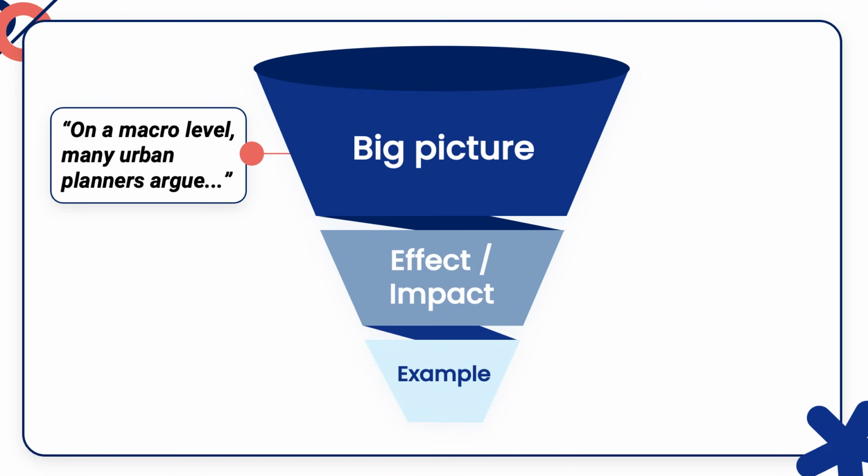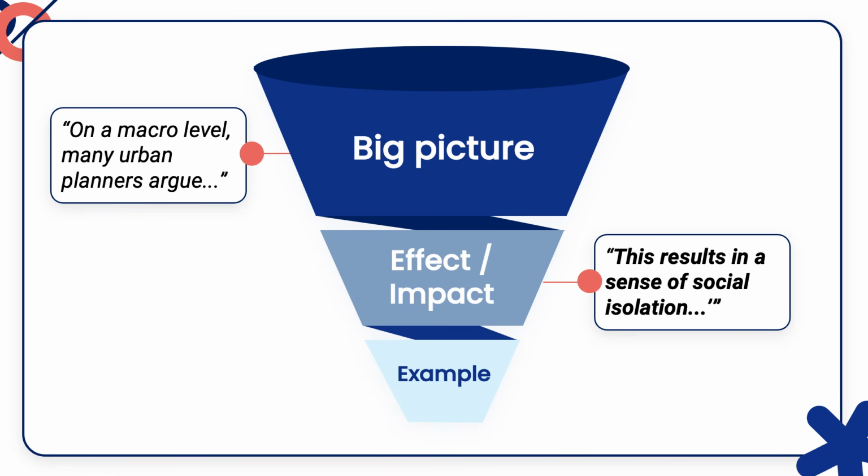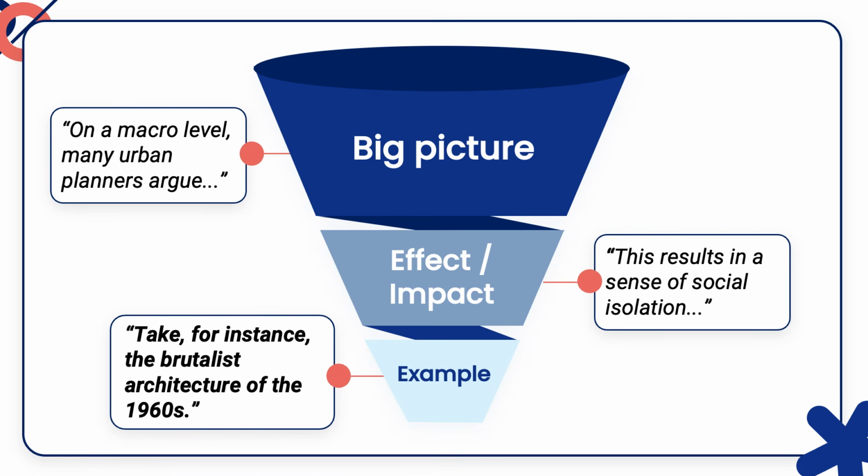Start big. On a macro level, many urban planners argue, then move to the effect. This results in a sense of social isolation. Finally, use a general example. Take, for instance, the brutalist architecture of the 1960s. This shows the examiner that you can handle complex academic English.